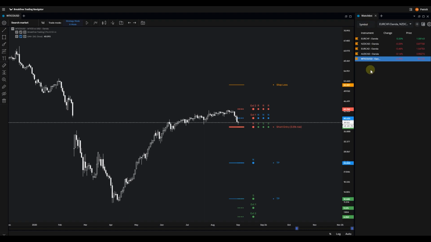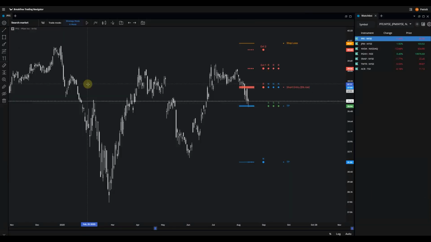Now let's jump into the next section where we're going to review the equities. So I've already filtered out some of the good and bad trades. We have 7 opportunities on the equities market right now that look very good. So we're going to go through these right now.